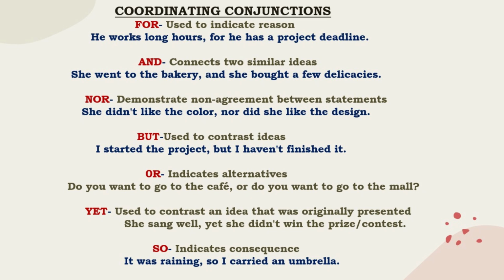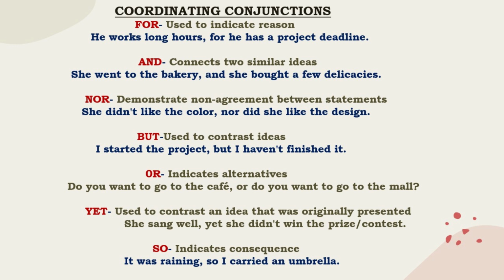Nor is used to demonstrate non-agreement between statements. She didn't like the color, comma, nor did she like the design. But is used to contrast ideas. I started the project, comma, but I haven't finished it. Or indicates alternatives. Do you want to go to the cafe, comma, or do you want to go to the mall? Yet is used to contrast an idea that was originally presented. She sang well, comma, yet she didn't win the contest.